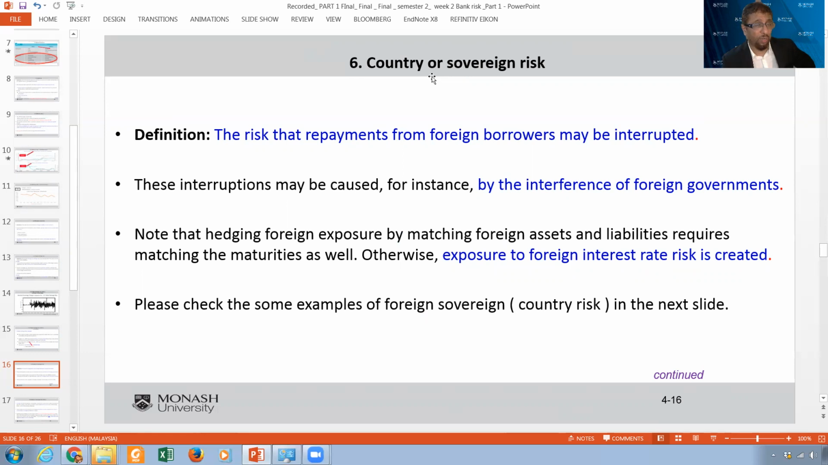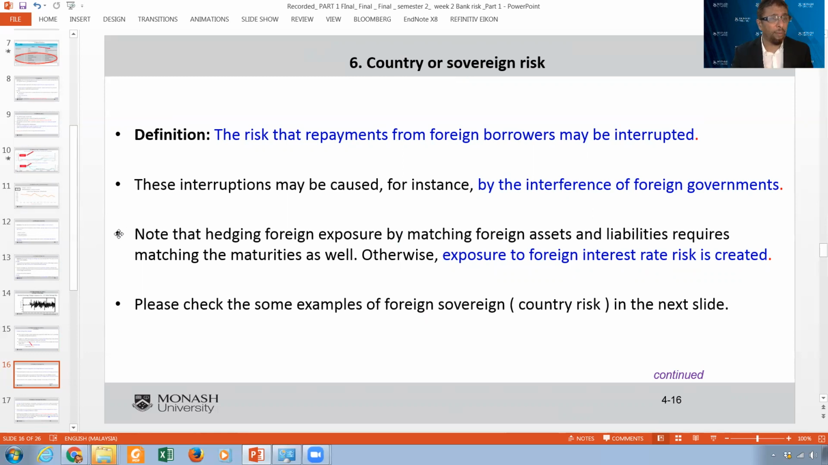Sometimes we call it sovereign risk, but actually your customer could be okay, no problem. It's just the foreign government, because of political reasons, economic reasons, whatever, that stops the payments. And this has actually happened.